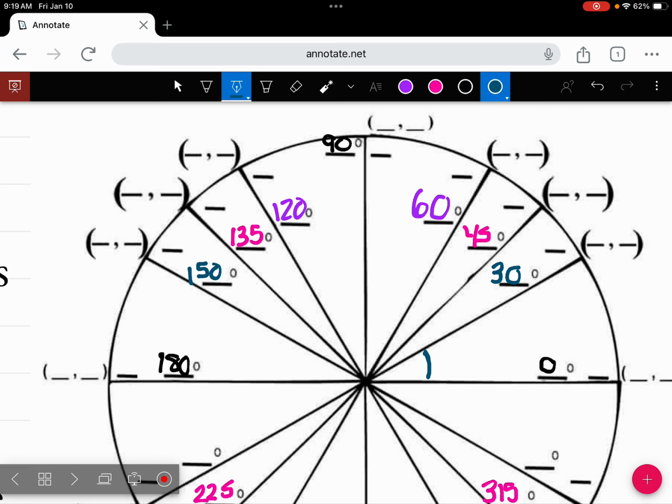This one is counting by 30s. 30, 30. So it's dividing that quarter into thirds, which is dividing the semicircle into sixths.